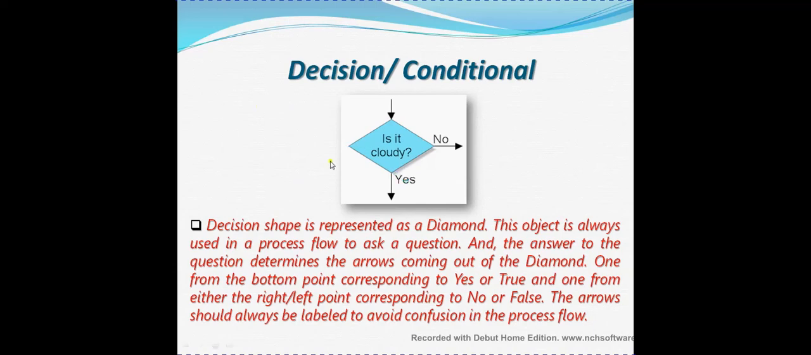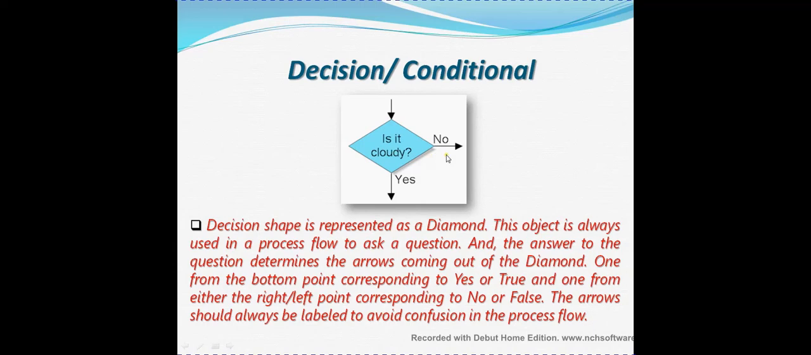So this is also a very important symbol used in our flowchart. You can see here it is like a diamond shape, and there are two main arrows arising from here. Two main connectors, one arising from the bottom and the other arising from either the left side or the right side. The arrow arising from the bottom would always be yes, and the arrow arising from left to right would always be no or false.